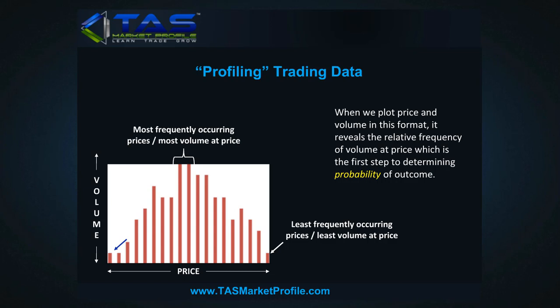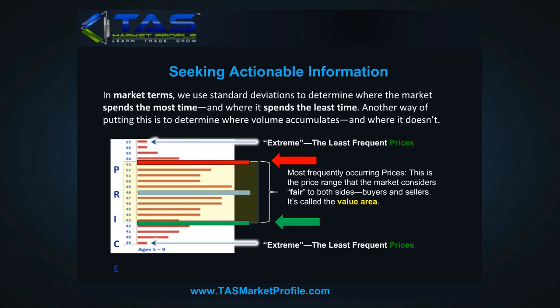So basically when we plot prices this way, in this particular format, we're revealing the relative frequency of that volume and at which price, which is the very first step to determining probabilities in trading. The next, as you'll soon see, is how do we turn this into actionable information? So as you know on your price charts, where are our prices located? It's not located on the bottom horizontal bar, right? It's on the vertical axis.